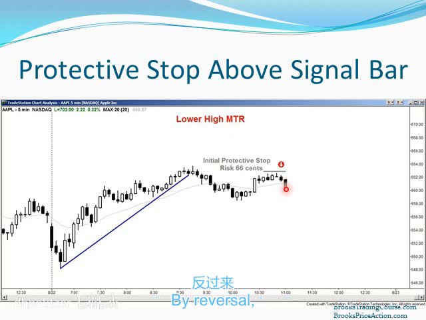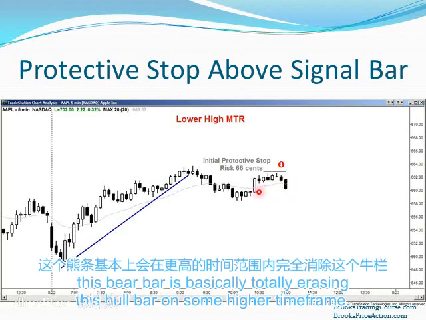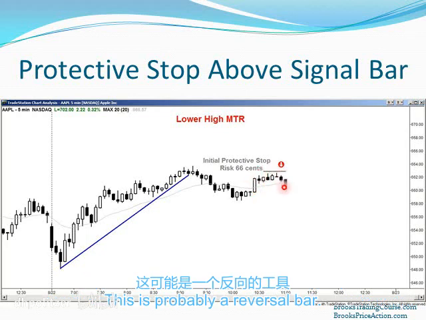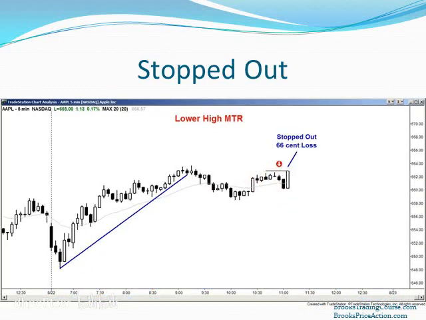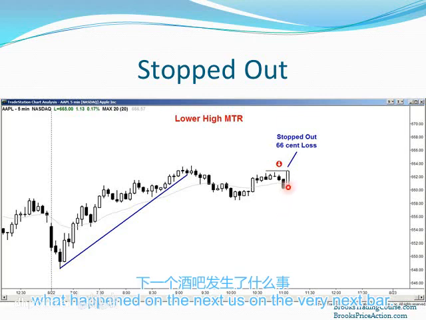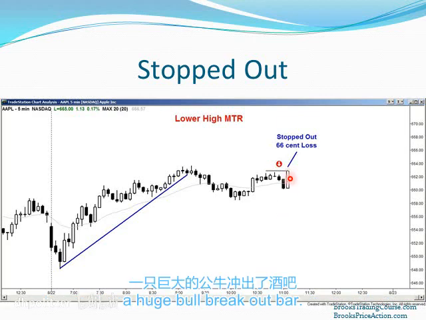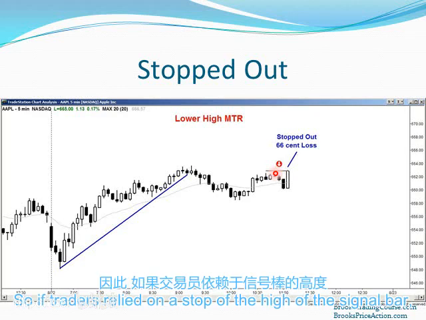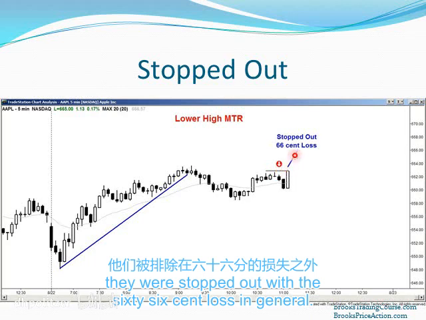So now you have a 2-bar reversal. This bear bar is basically totally erasing this bull bar. On some higher time frame chart, maybe a 30-minute chart or a 60-minute chart, this is probably a reversal bar. But look what happened on the very next bar. Okay, a huge bull breakout bar. It went way above the bear bar, and it also went above the signal bar.